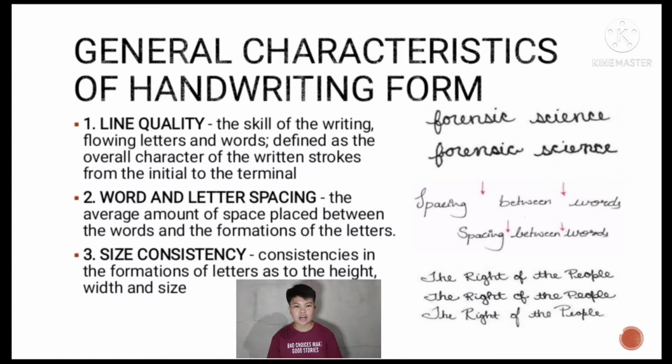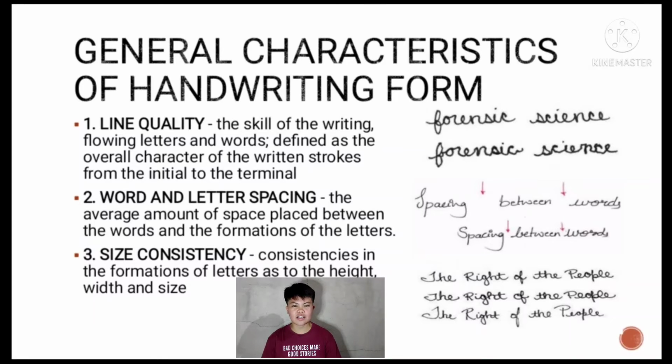Number two is the word and letter spacing. The average amount of the space placed between the words and the formations of the letters. The space between words, however, signifies something different. Handwriting and graphology explains that wide space between words could mean you're emotionally distant, and words placed close together could mean you have a chaotic inner life and/or need for closeness.